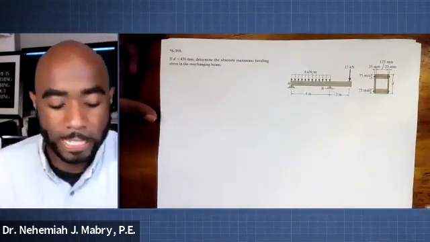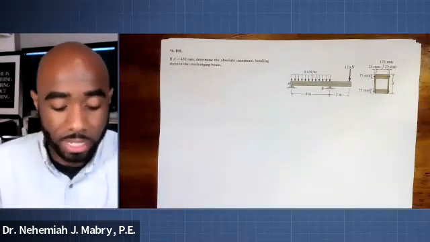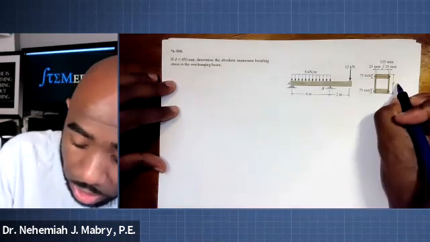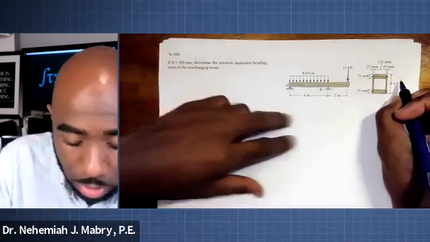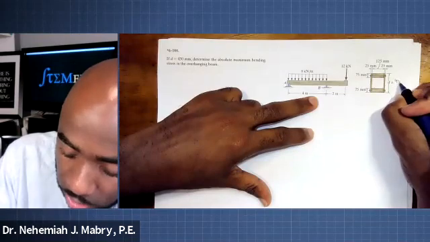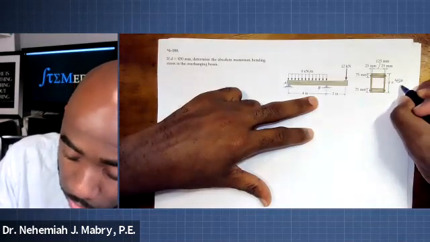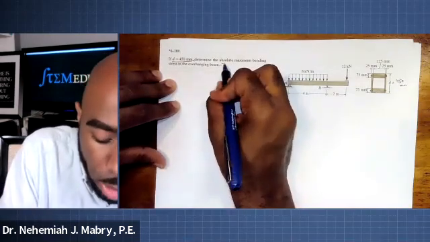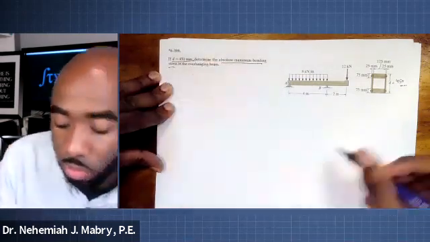6-100. It says if D is equal to 450. Now, where's D? Oh, here's D right here. It's the depth of this beam, 450. We can go ahead and write it right here, millimeters. If D is equal to 450, determine the absolute maximum bending stress in the overhang beam.